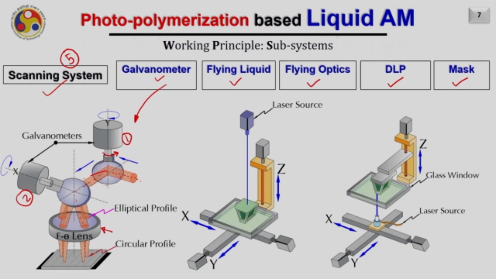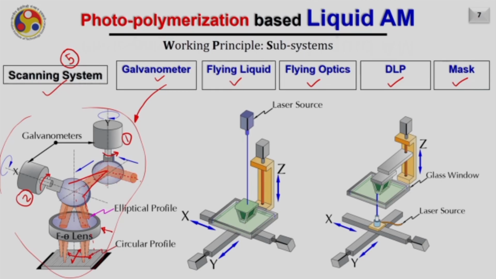As you can see, if I rotate this particular mirror by some angle, then of course I will be able to deflect my beam to another location on the second mirror, and as a result the spot on top of the liquid bed will also be able to move. In a similar fashion, if this mirror also rotates, the spot will be able to move in another direction on the bed. This typical system is called a galvanometer.